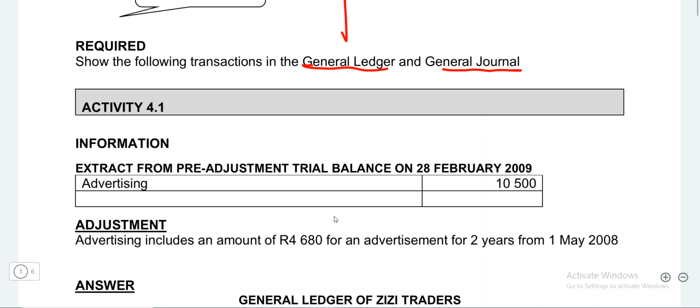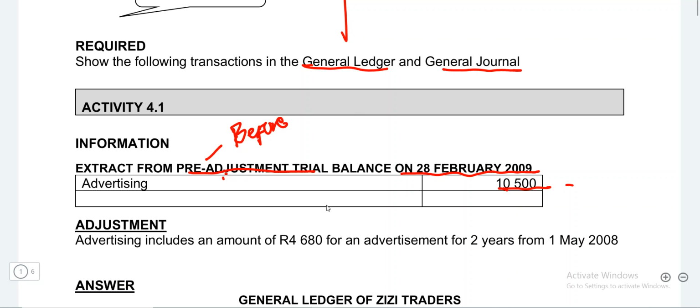So now here they've given us information. We have an extract from the pre-adjustment trial balance on 28 February 2009. Now remember, the word pre-adjustment means that this is before the adjustment was taken into consideration. So it means that this amount that you are seeing here has not taken into account the effects of the adjustment. So when we work it out, at the end of the day, the advertising that is going to be paid is going to change. So that's what you must keep in mind.